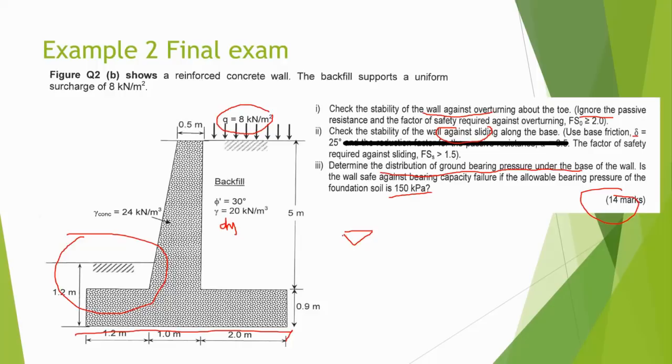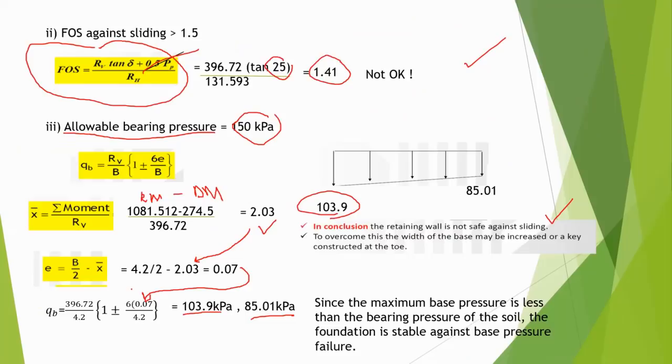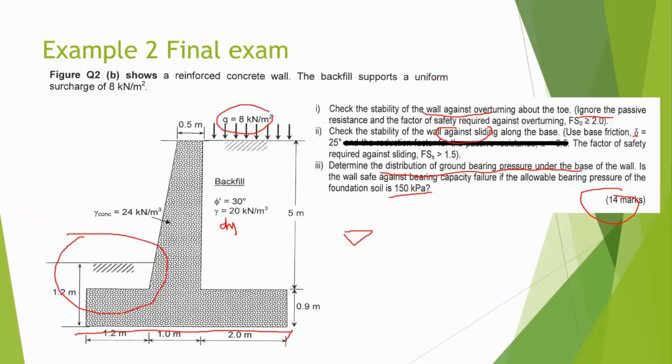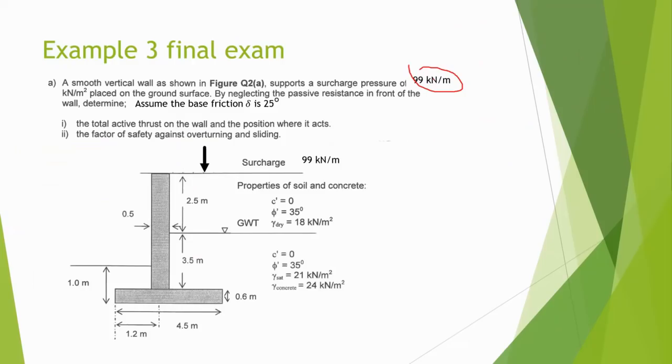Okay. And then next. Okay, next is the example 3. This example is very, very tricky, I tell you. Because they only give you the surcharge in unit per meter. Selalunya surcharge unit dia adalah per meter square. Okay. So, dia bagi per meter. Place on the ground surface. Dia kata neglecting the passive resistance. Buang. Macam kita tak payah nak tengok passive. Lepas tu, assume the base friction delta is 25 degree.